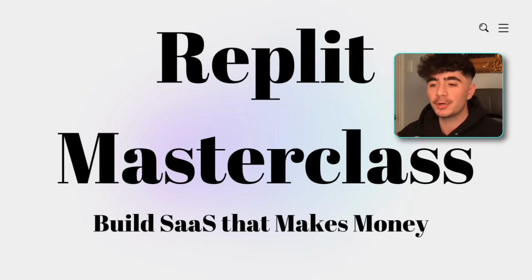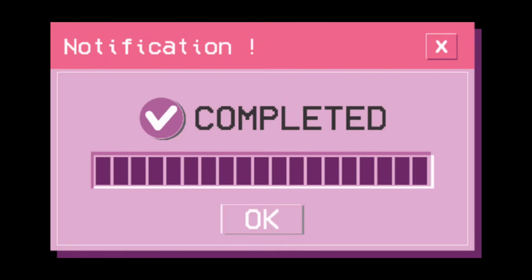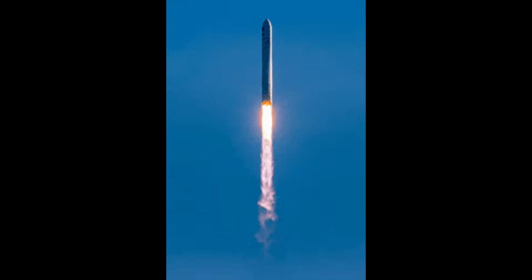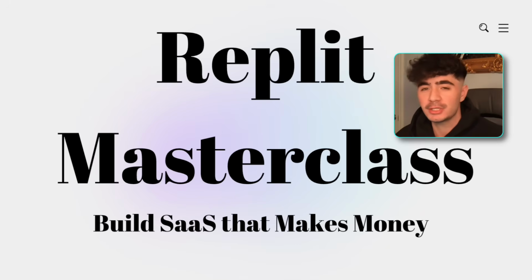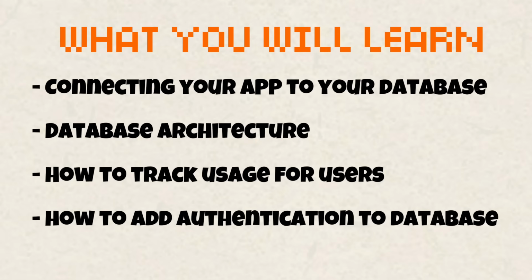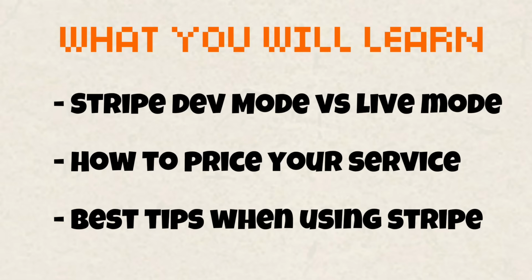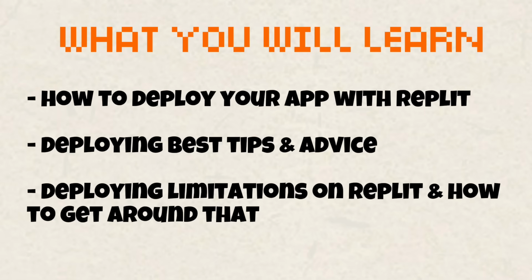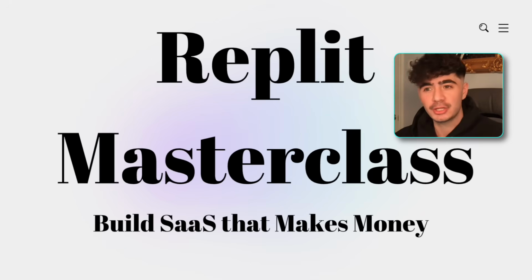And in this video, we're going to cover A to Z how I build applications, launch them, and make them profitable just using the Replit Agent. We're going to talk about databases. We're going to talk about API integrations, Stripe integrations, deploying, limitations, and how to actually get around the problems that you run into when you're developing with AI no code.